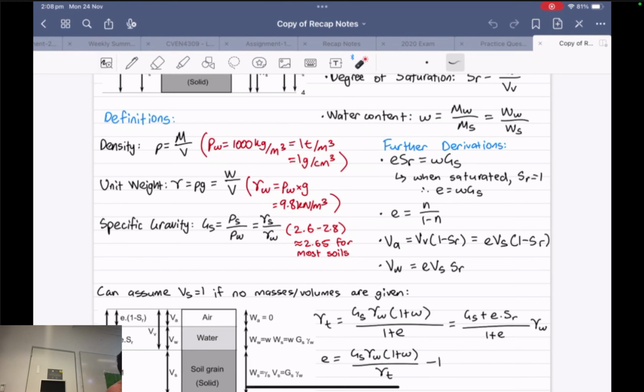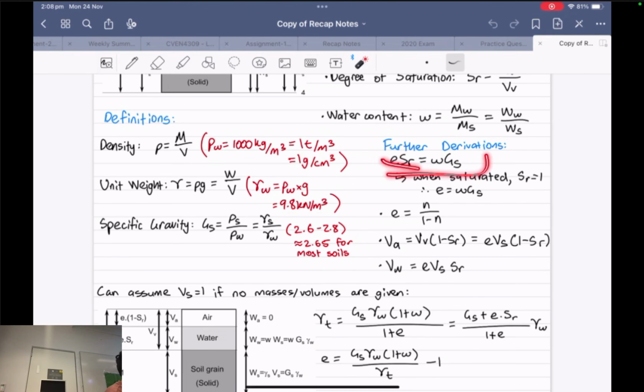And then specific gravity, which is a ratio between your solid density or solid unit weight and your water density or water unit weight. In this course, unless specified otherwise, it will always be 2.65. Alright? Some extra derivations are over here, but you won't really use them too much.